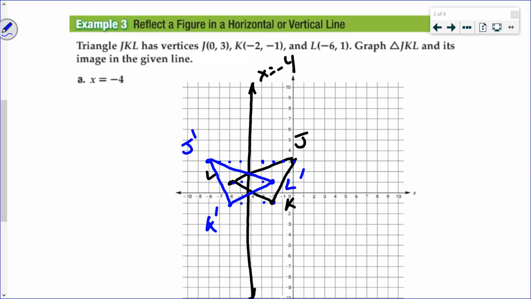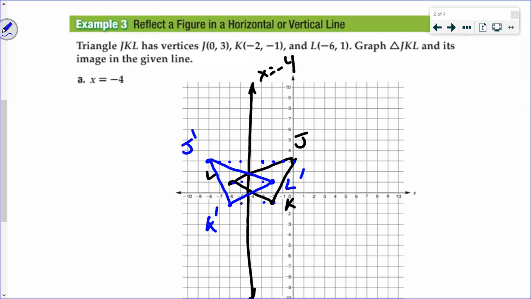The next problem, you can go ahead and pause as you flip your notes over. They want you to reflect the same triangle JKL with those same vertices across the horizontal line y equals 2. So I'll let you go ahead and pause and try that, and then we'll take a look at that together. Okay.